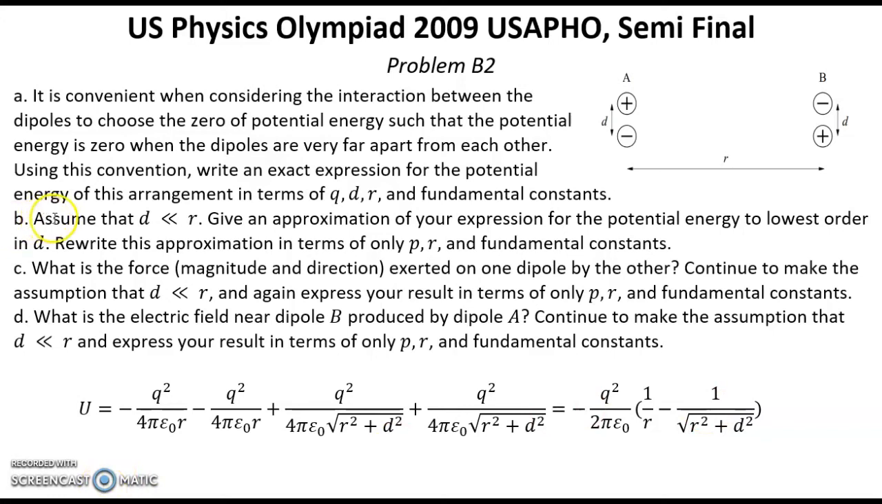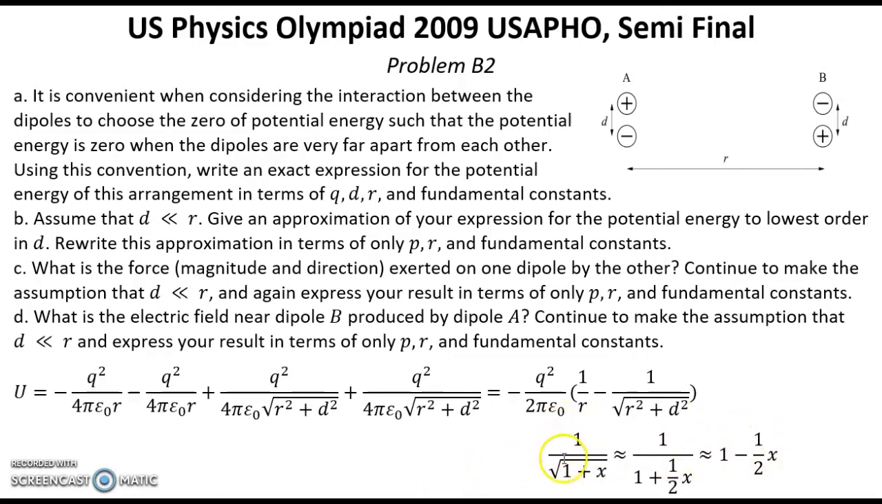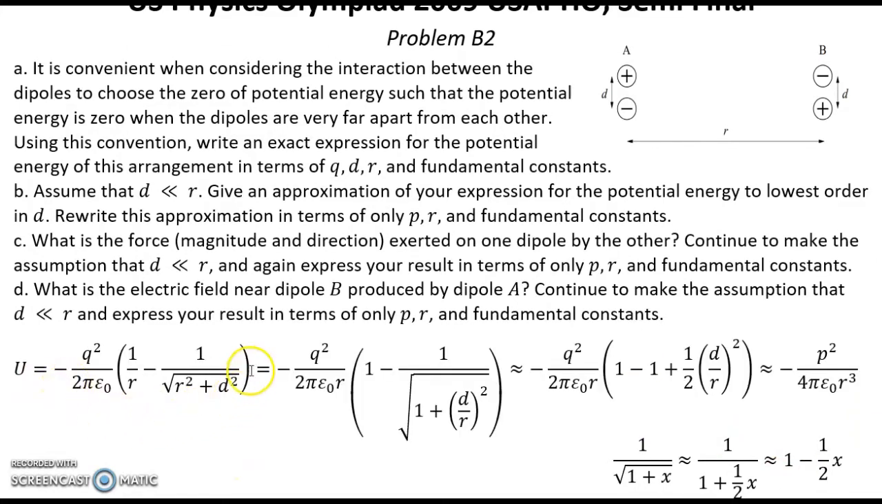For the next question, we have to express the formula for small d compared to r. We can use this approximation for 1 over the square root of 1 plus a small variable. When we put it here, we will get the result. This is our original expression. We can represent it like this, taking 1 over r out of the brackets, and now use this formula to approximate. So finally we have this expression: negative p squared over 4 pi epsilon 0 r cubed.